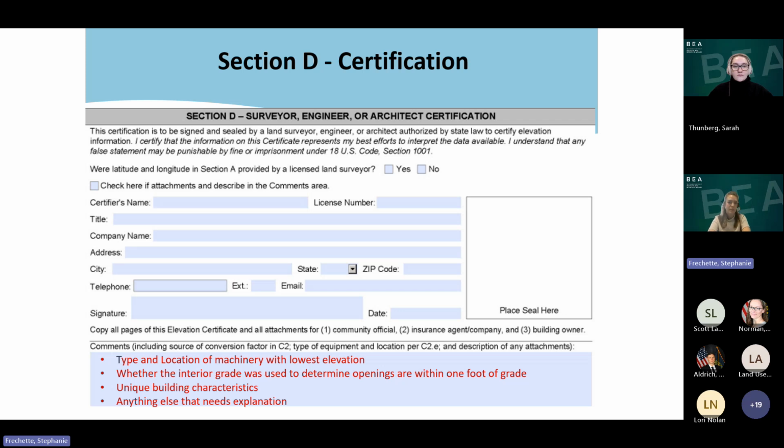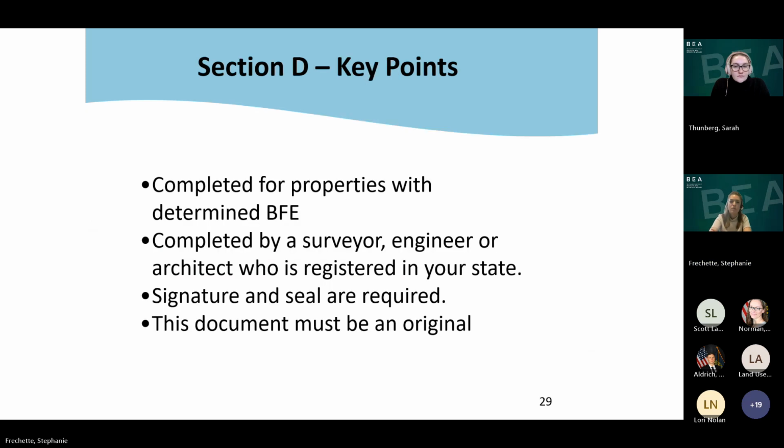Look at your paper copies to see that Section D starts on the bottom of the form and continues on the top back. That's just a reminder to make sure you're filling it out completely. And this is another location where errors can be made if the person completing the form forgets to turn over the form and add the signature and the seal that's required. This document must be an original and it won't be accepted if it's not the original. So those are the main takeaways.